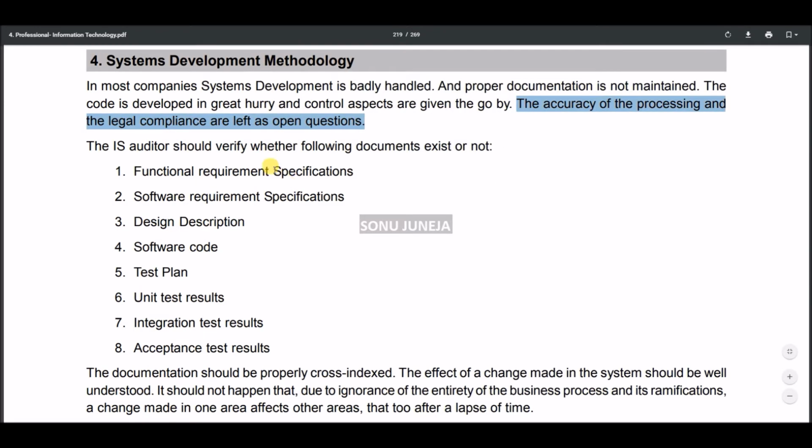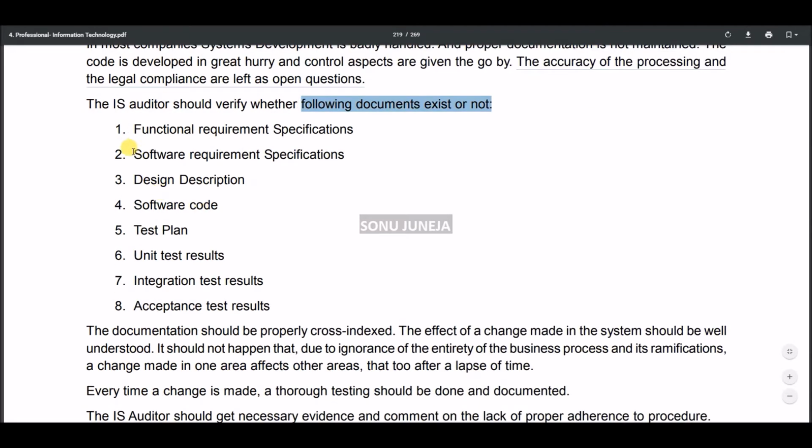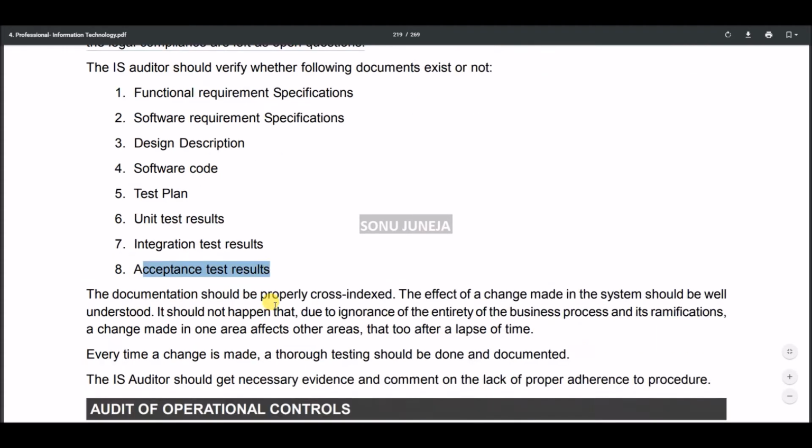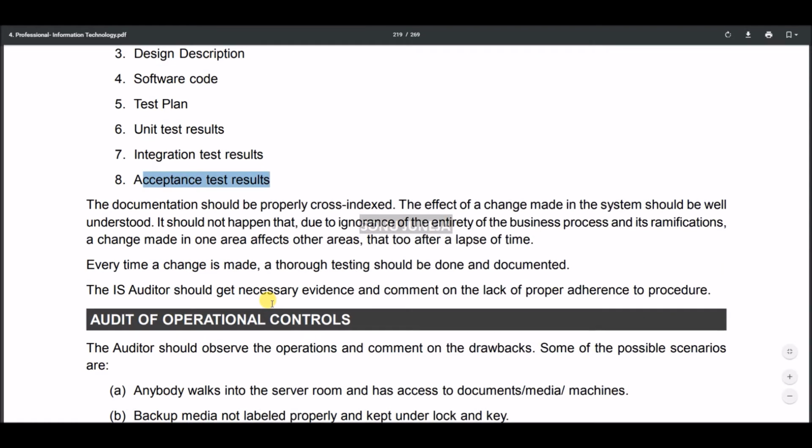Now what the IS auditor needs to verify is whether the following documents exist or not: functional requirement specification, software requirement specification, design description, software code, test plan, unit test results, integration test results, acceptance test results. All have been discussed later. The documentation should be properly cross-indexed. The effect of the change made should be well understood.